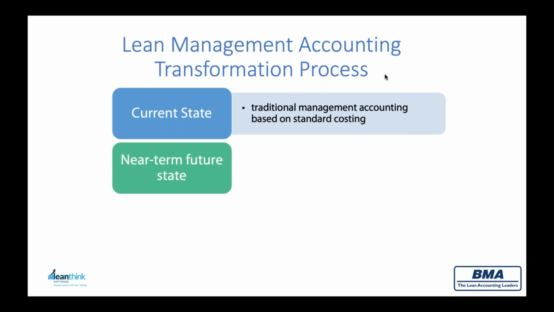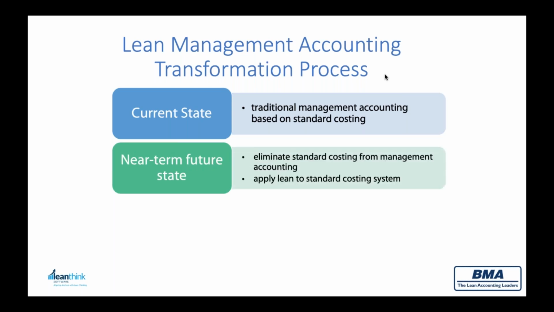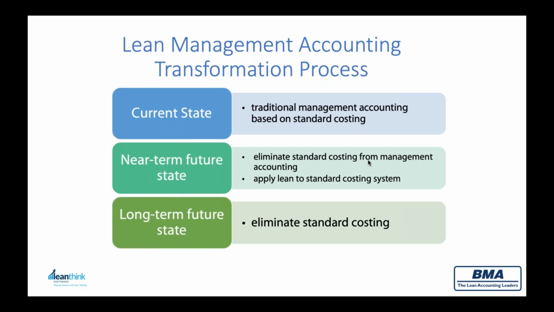Set a near-term future state. And the goals of the near-term future state should be to eliminate standard costing from your management accounting system and to apply lean practices in terms of problem solving and waste elimination to your standard costing system. Your long-term future state is to eliminate standard costing.